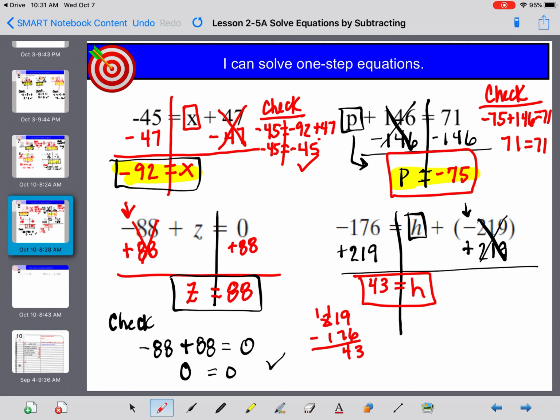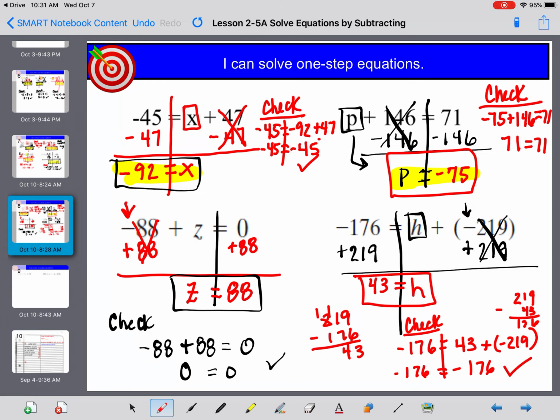Now, before I can say for sure that that is the solution, I need to check my work by substituting it in for the variable. So negative 176 equals 43 plus negative 219. And when I add that, I really subtract the two numbers, 219 minus 43, and I get 176, and it should be negative 176. And so it is the answer, or it is the solution.